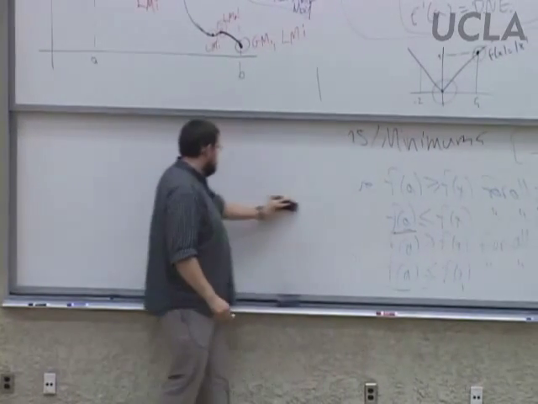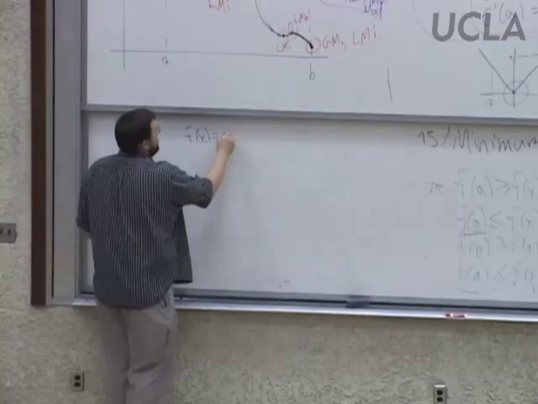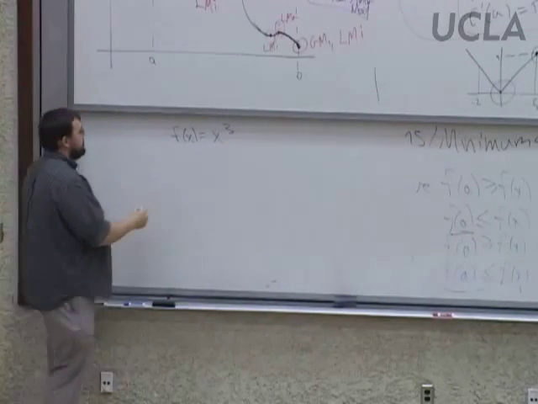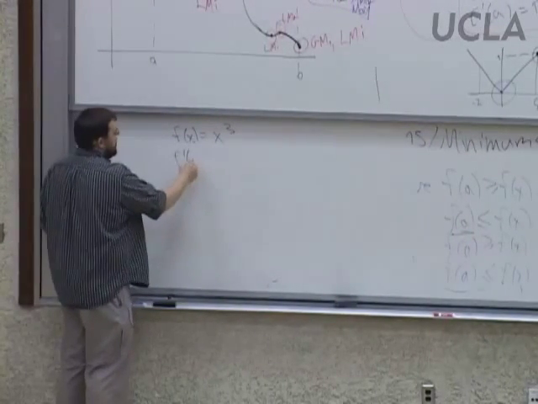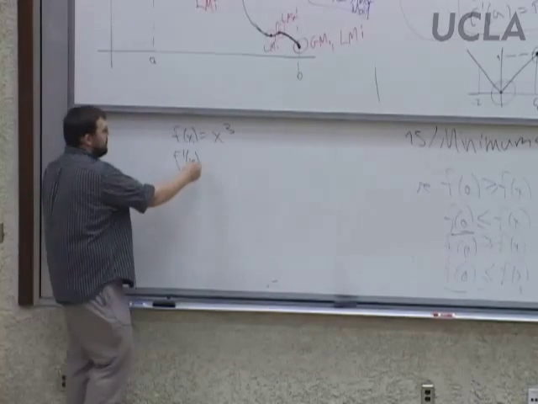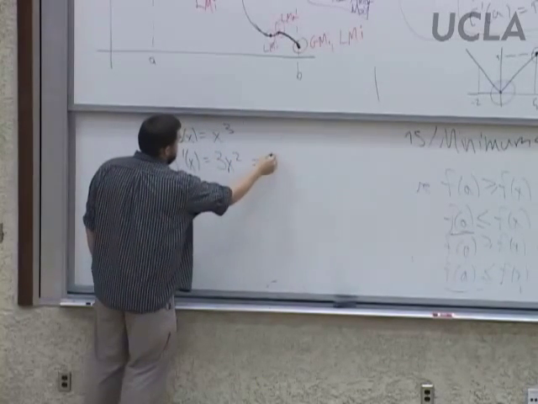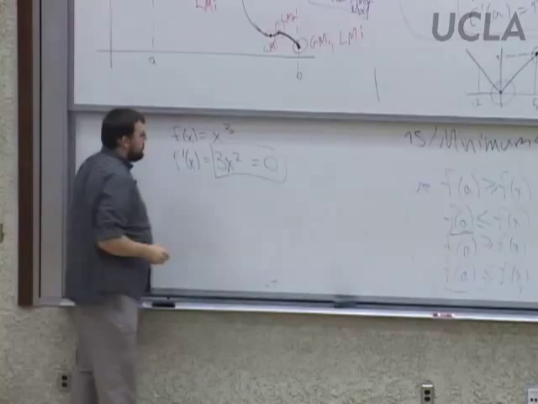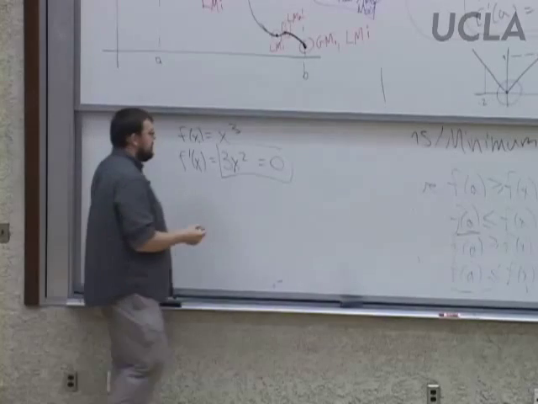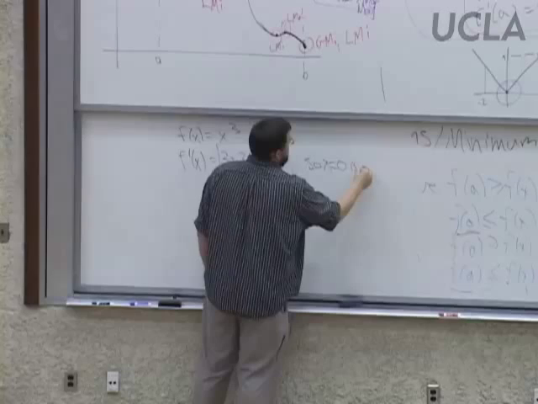A classic example. Suppose my function is f of x equals x cubed. Let's find the critical points, and then we'll plot it. To find the critical points, I look at the derivative, because the derivative tells me everything I want to know about critical points. In this case, the derivative of x cubed is 3x squared. And then I set this equal to 0. So for what values of x does 3x squared equal 0? 0. Yeah. x equals 0 is the only critical point.